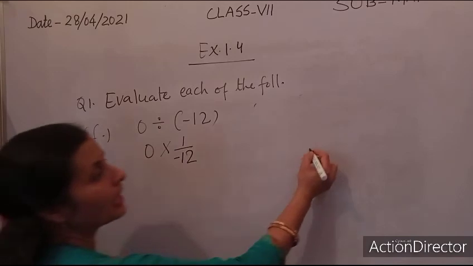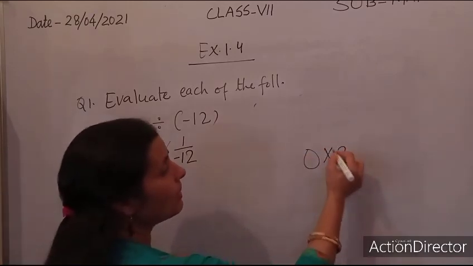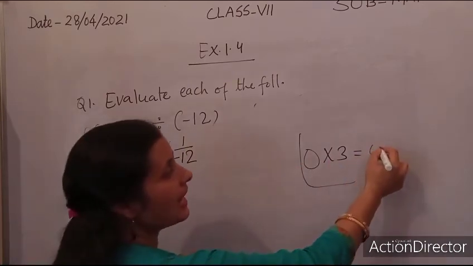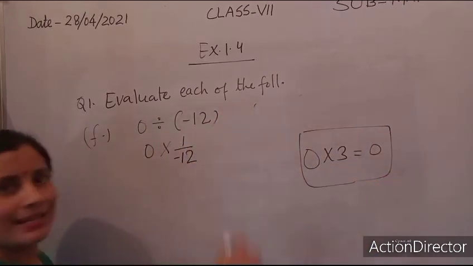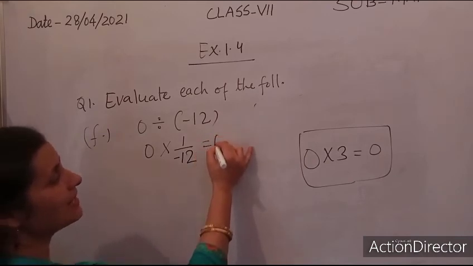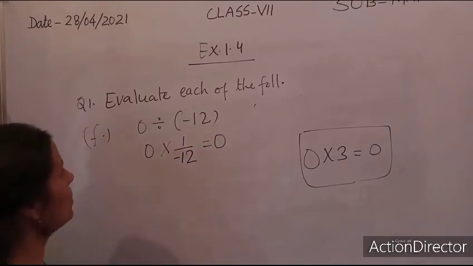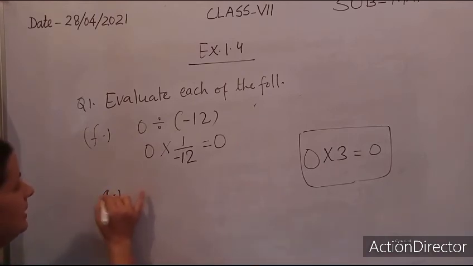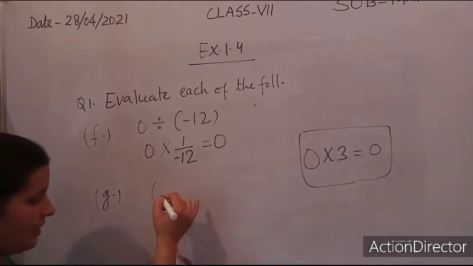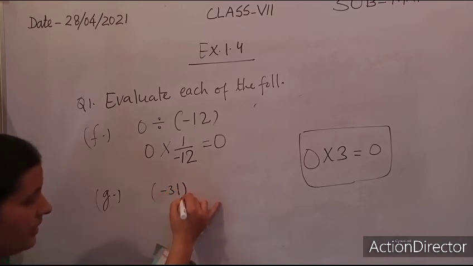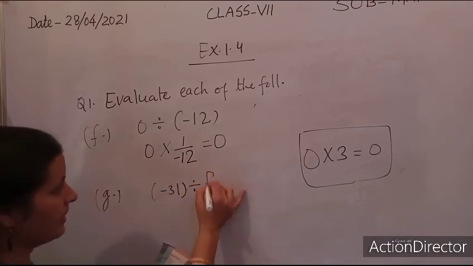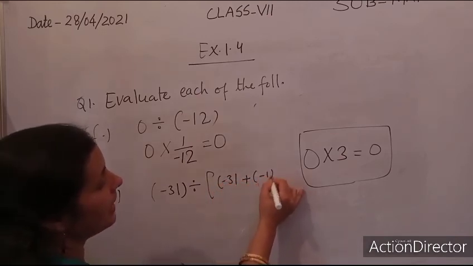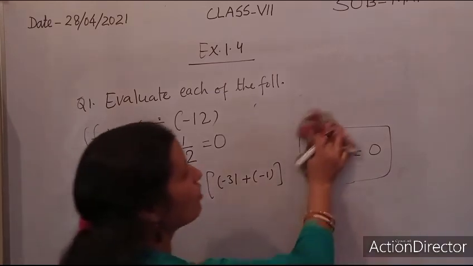So, if we multiply any number with 0, what would be the answer? 0. Okay, so here the answer will be 0. Understood? So, now one more question I am doing from here. G is minus 31 divided by minus 31 plus minus 1. Again, we will apply the BODMAS rule here.